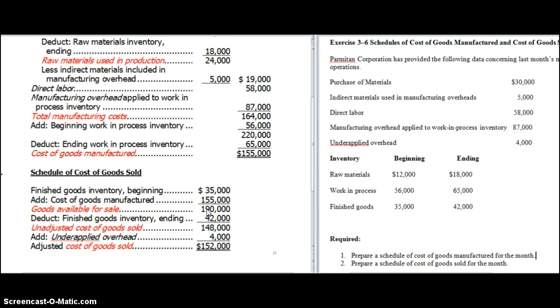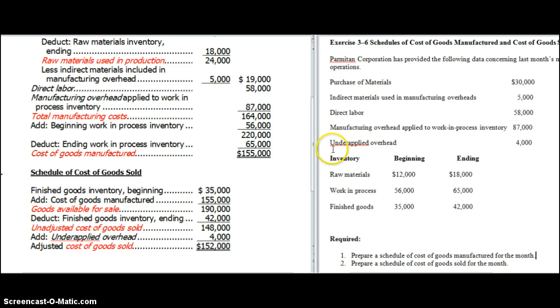But from this, you will have to deduct those finished goods which are remaining in the ending inventory in the current month, because you have not sold those goods and you cannot include them in the cost of goods sold during the month. Therefore, deduct the finished goods ending inventory from the question, 42,000. 190,000 minus 42,000, 148,000 is your cost of goods sold, which is still unadjusted.